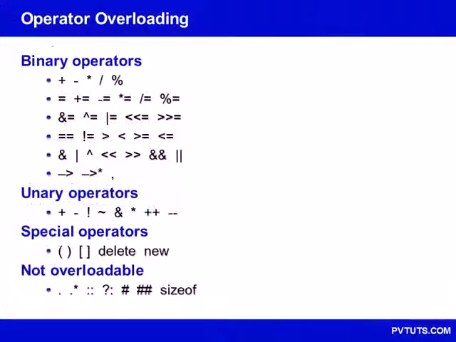C++ allows overloading of almost all operators in the language. As can be seen in this table, most operators are of the binary type. Only a couple of them are unary, and some special operators cannot be categorized as either. There are also some operators that cannot be overloaded at all.